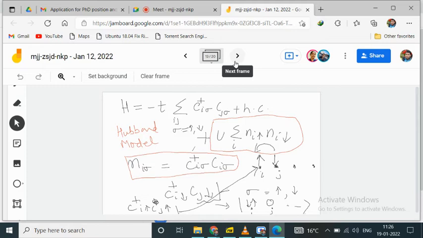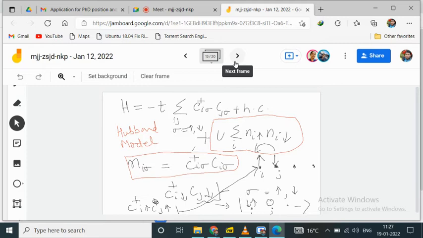Suppose you have a plus t, what will happen? This is something you should think about, and give me the answer in the next class.